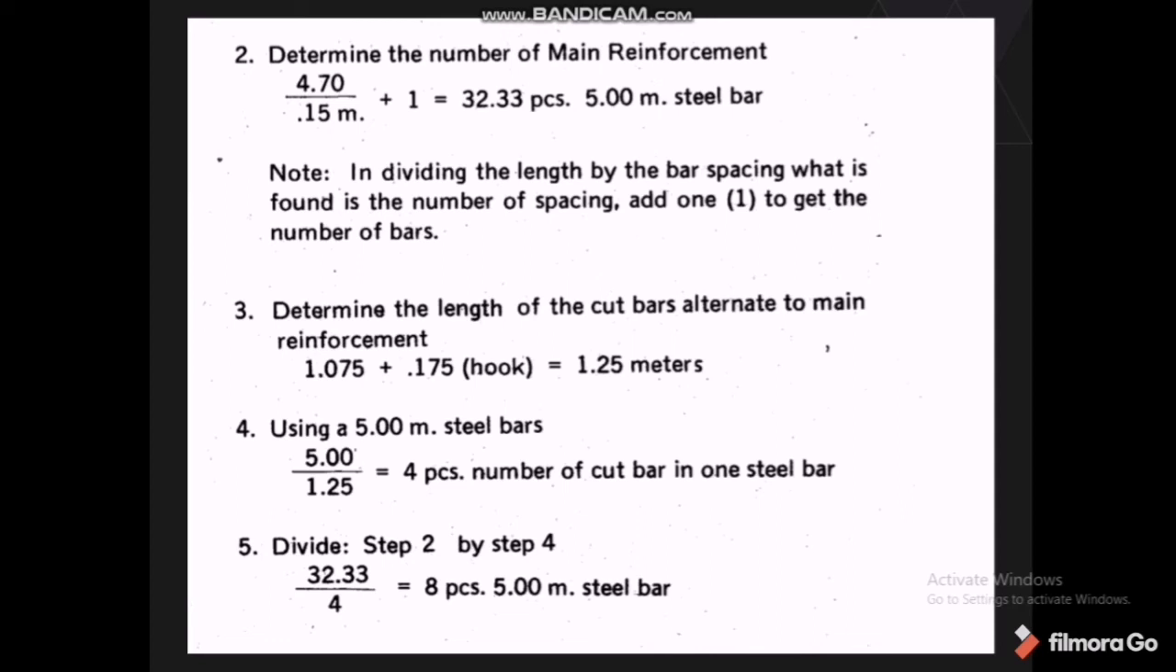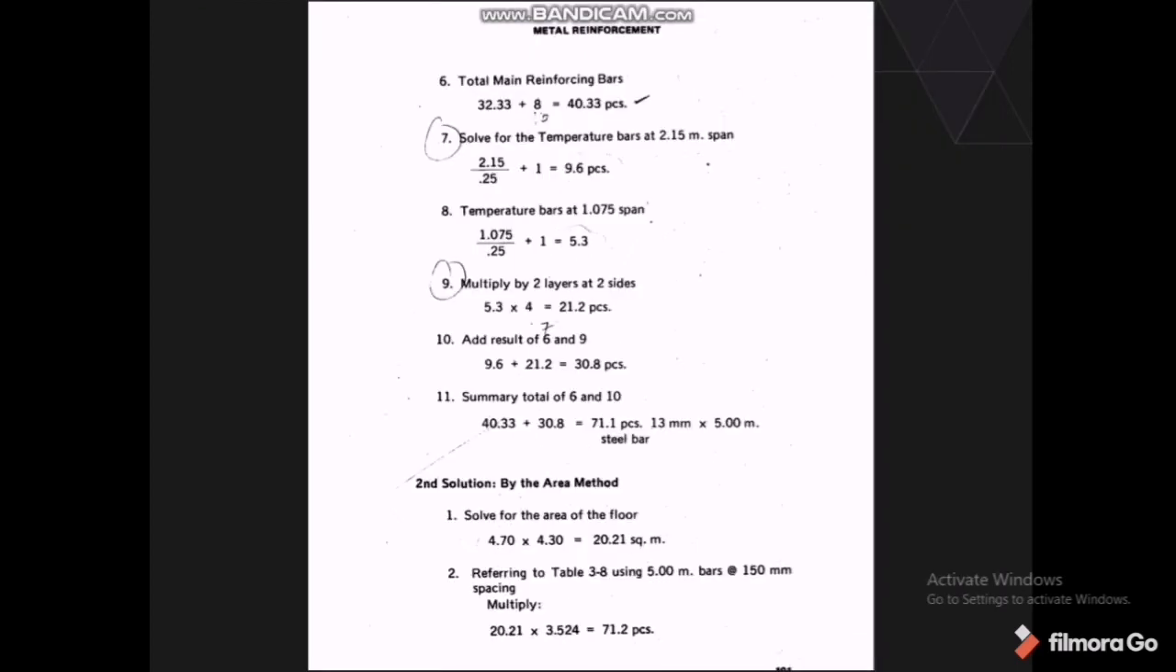Step 2 is 32.33 pieces, divided by 4 pieces, and that is 8 pieces of 5 meter steel bar. Metal reinforcement for part 6: the total main reinforcing bars is 32.33 plus 8, that is 40.33 pieces. Solve for the temperature bars at 2.15 meter span: 2.15 over 0.25.